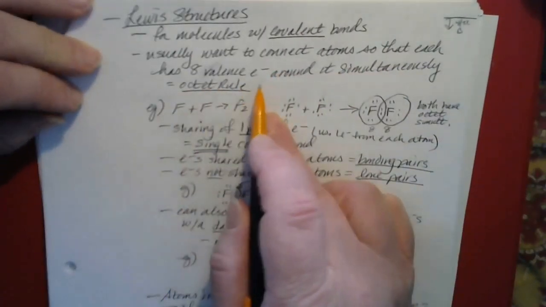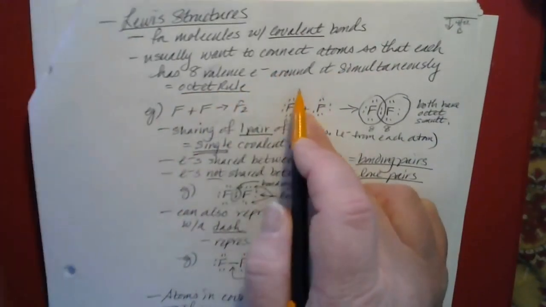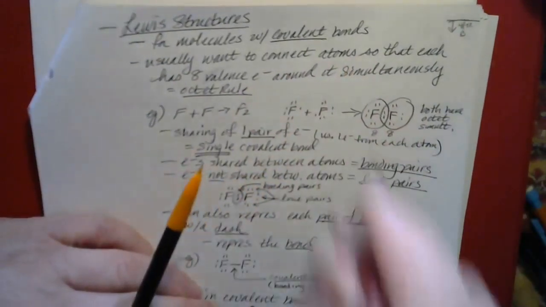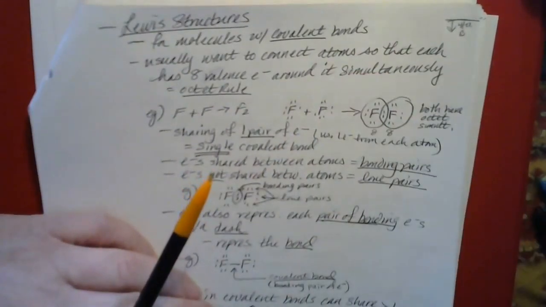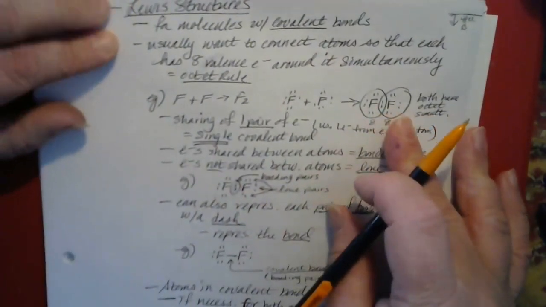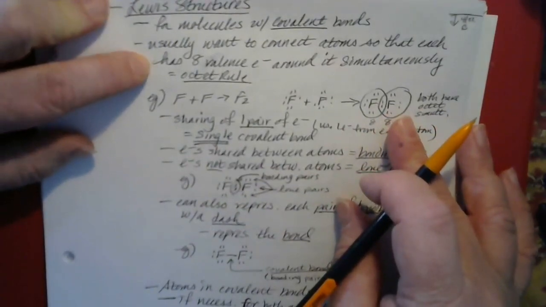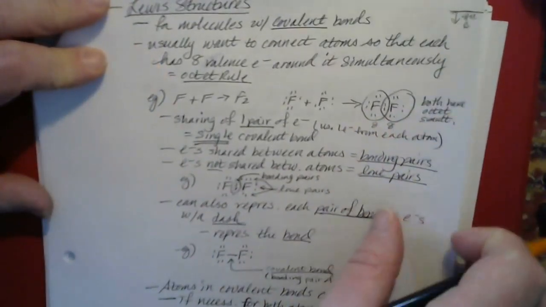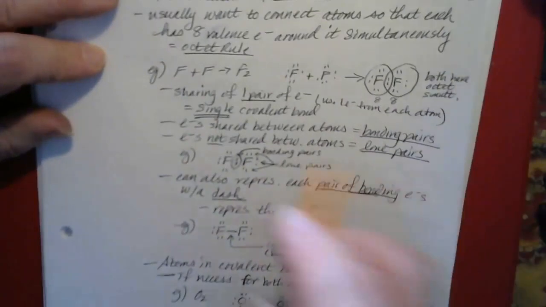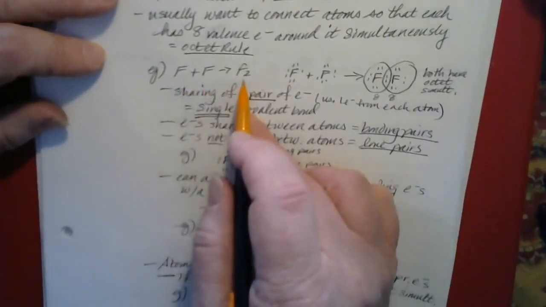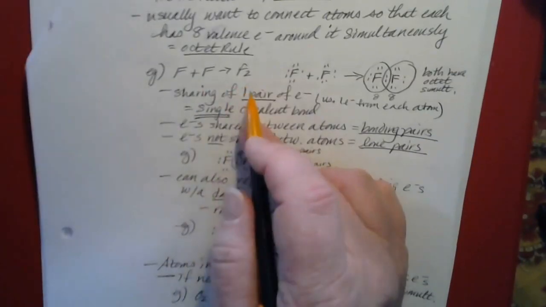Normally when you're forming covalent bonds, you're only dealing with nonmetals. And when nonmetals bond together, their goal is generally to share electrons so that both of the nonmetals involved in the bond can have an octet of valence electrons around them simultaneously. And they do that by sharing electrons. And we can look at the example of fluorine, which is very similar to the example of chlorine that we saw a few minutes ago.